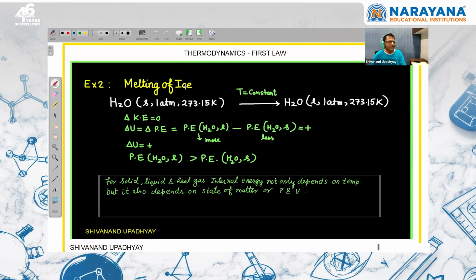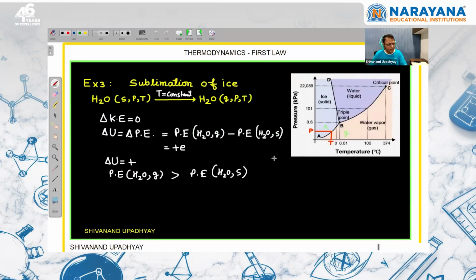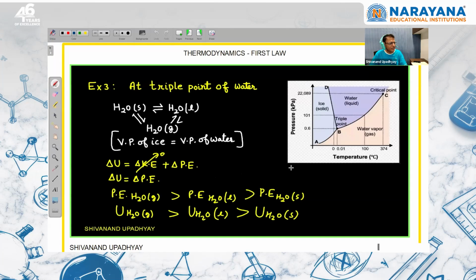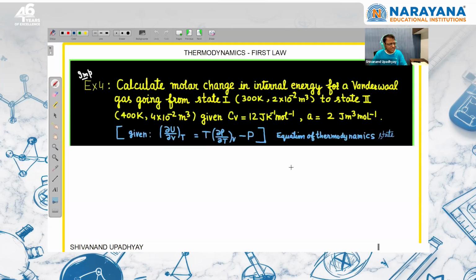Same way you can write for melting of solid. For melting of solid, again, temperature is constant, so there is no change in kinetic energy. Change in internal energy is equal to change in potential energy, and potential energy of liquid is more than solid. Here force of attraction will be more, and there less. Lower potential energy is always written with a negative sign, so here it is more negative and there less negative, so change in potential energy will be positive. Same way you can go for sublimation. I will share all these things, right? You can explain the triple point in the same way.